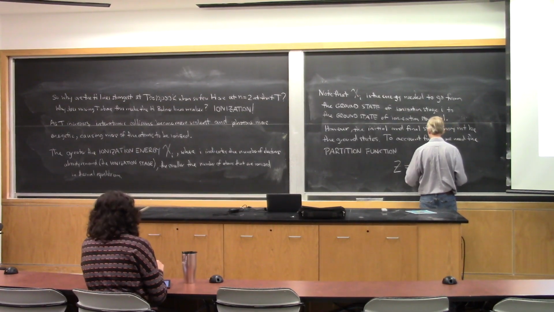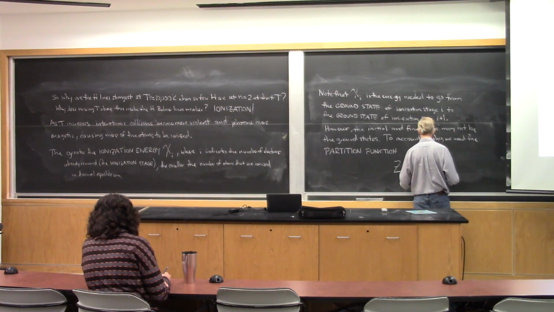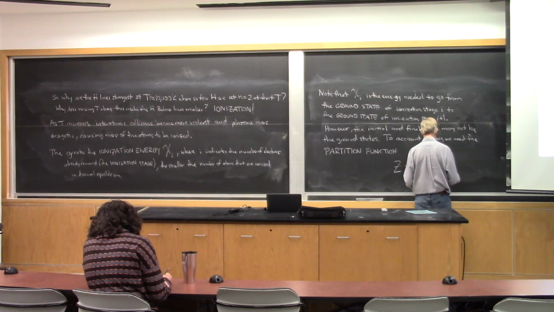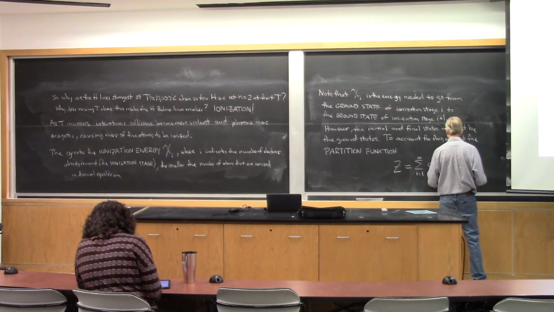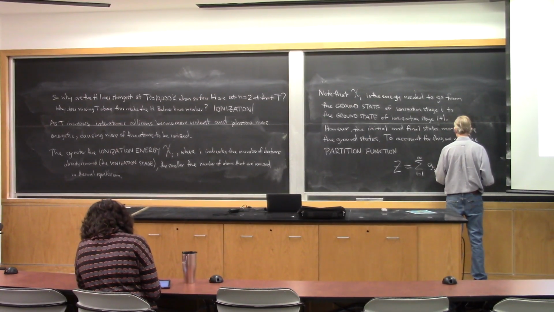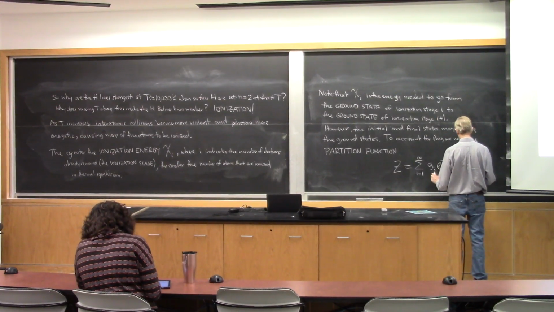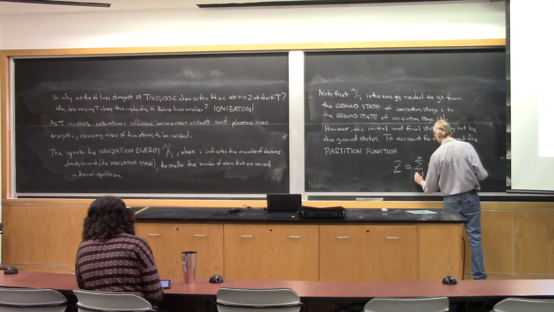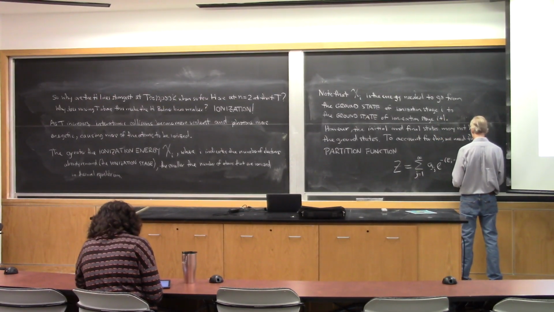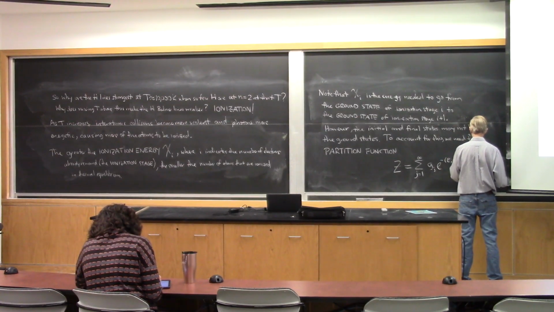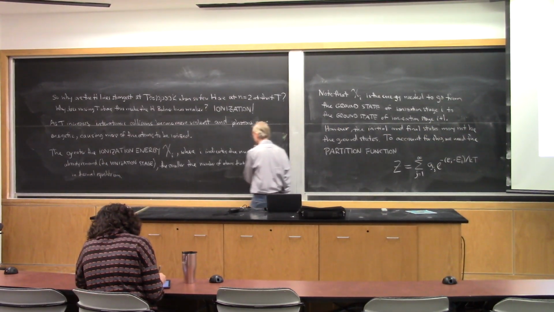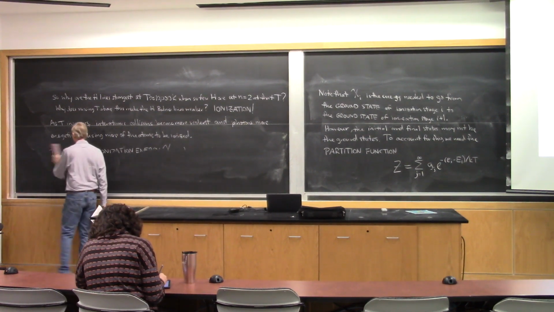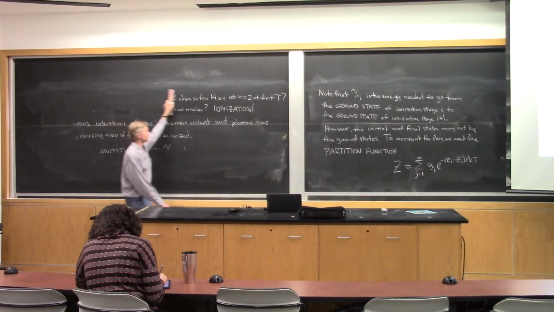Capital Z, that's the sum from i equals 1 to infinity of g sub j e to the minus E sub j, that's supposed to be a j right there, j equals 1 to infinity, g sub j e to the minus E sub j minus E sub 1, divided by kT. And then I'm going to come over here and finish writing this, because it's convenient to break it into two pieces.